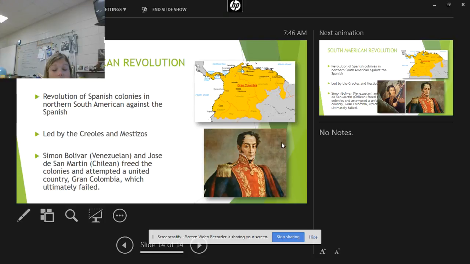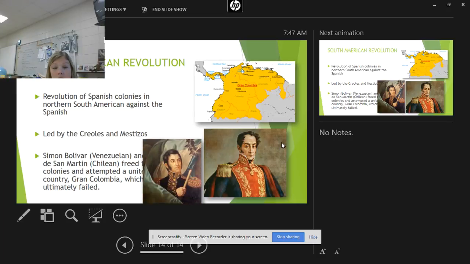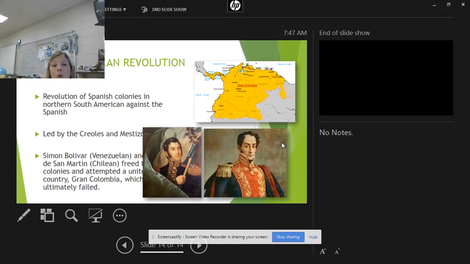But Simón Bolívar is known as the hero of the South American revolutions, and he'll even have a country named after him in Bolivia. Okay, so we went through those really quickly. There's Jose, if you want to see him. We went through those very quickly, but that basically is our political revolutions in a nutshell.